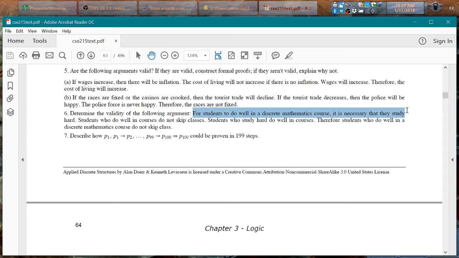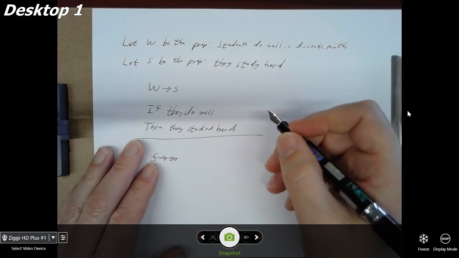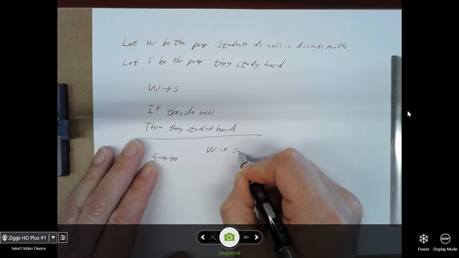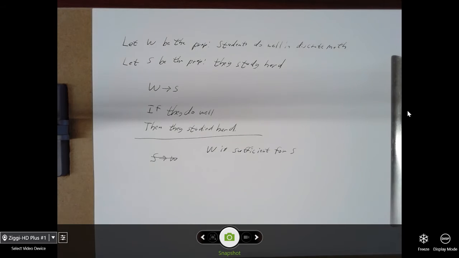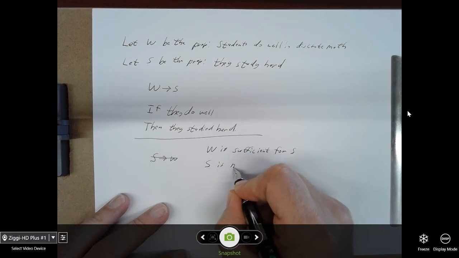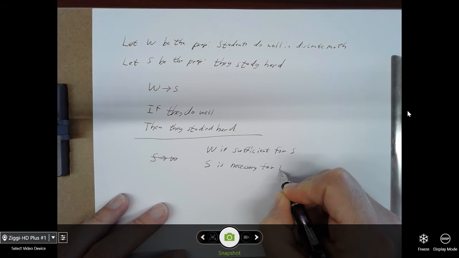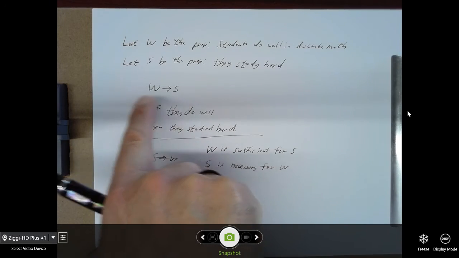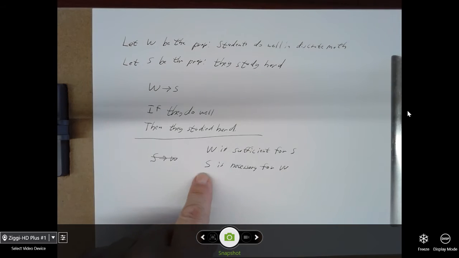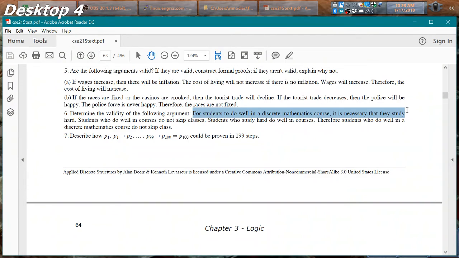So we talked earlier about equivalent statements to if P then Q. If W then S, we could also phrase this as W is sufficient for S. As long as you know that W is true, that's all you need. You don't need anything else. You can guarantee S is true at that point. But we can also phrase that as S is necessary for W, because if S is not true, W cannot be true. If W is true and S is not true, this implication fails. So S is necessary for W, and W is sufficient for S. Those are equivalent. Yeah, so let's keep going.